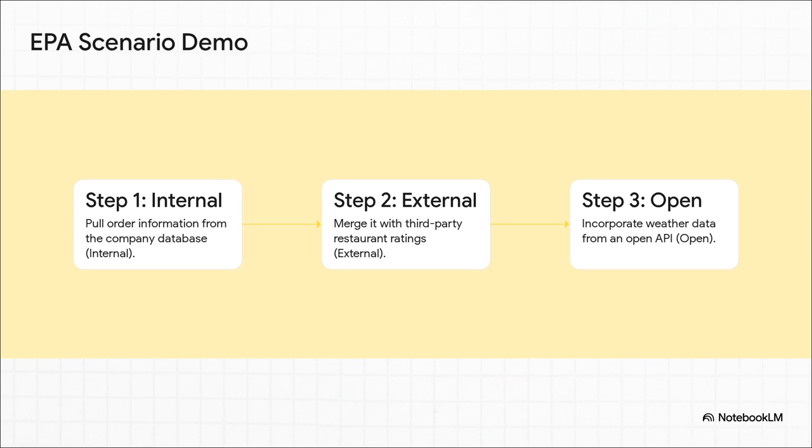In your scenario demonstration, this is exactly the kind of thing you'll be doing. So, step one, you'll probably pull some order history from our own database. Boom, internal data. Step two, you might mix that with restaurant ratings from one of our partners. That's your external data. And then for step three, maybe you'll pull in some weather data from an open API to see if rain really does slow down deliveries. You see, you're combining all three to find a really powerful insight.